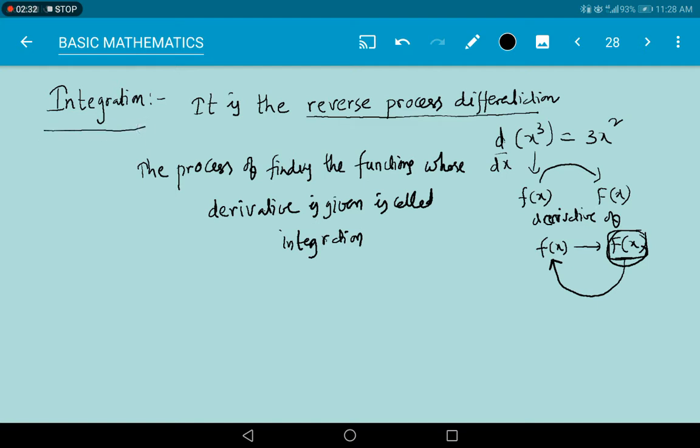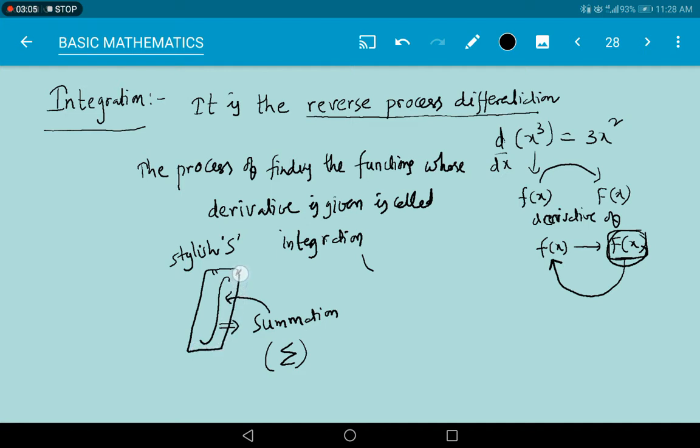So integration is represented by a symbol like this, a stylish S. What is the meaning of this? The symbol represents summation. Actually, the summation symbol we also use like this, and for the integral symbol we use this. So whatever the process is, it is known as integration. We represent integration by using the stylish S, where S stands for summation. Sir, how to represent that?